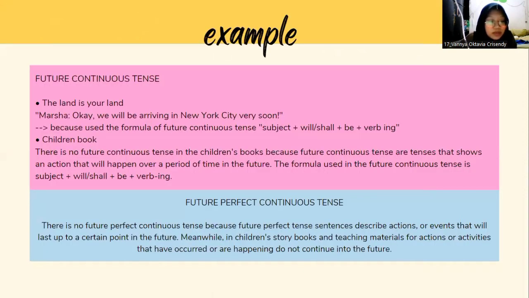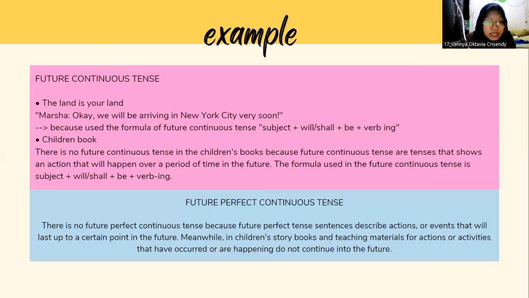Example of future continuous tense from the journal: "The land is your land." Marcia: "Okay, we will be arriving in New York City very soon." This is future continuous tense because it uses the formula subject plus will or shall plus be plus verb in.